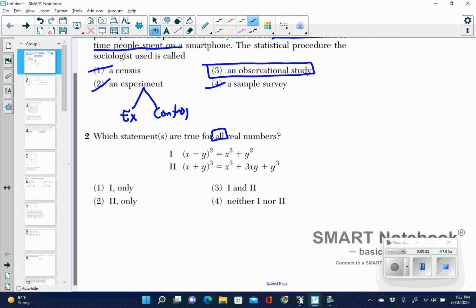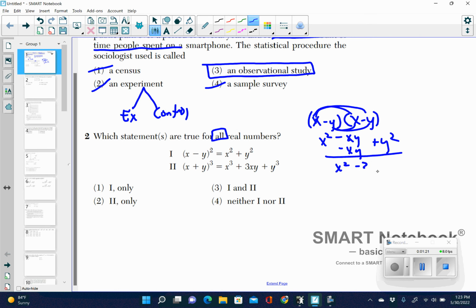All right. Question number two, which statements are true for all? Keyword here is all real numbers. So we're going to take the first one, take a look. We've done this before in class, so let's just go ahead and do this kind of quick. So (x minus y) squared means that we're going to multiply it twice. And so we're going to go ahead and distribute this. So that's x squared, this is minus xy, minus another xy, and this is plus y squared. So when we combine this, it's going to be x squared minus 2xy plus y squared, which is not what this says. So anything that has a 1 in it, we can go ahead and cross that out.